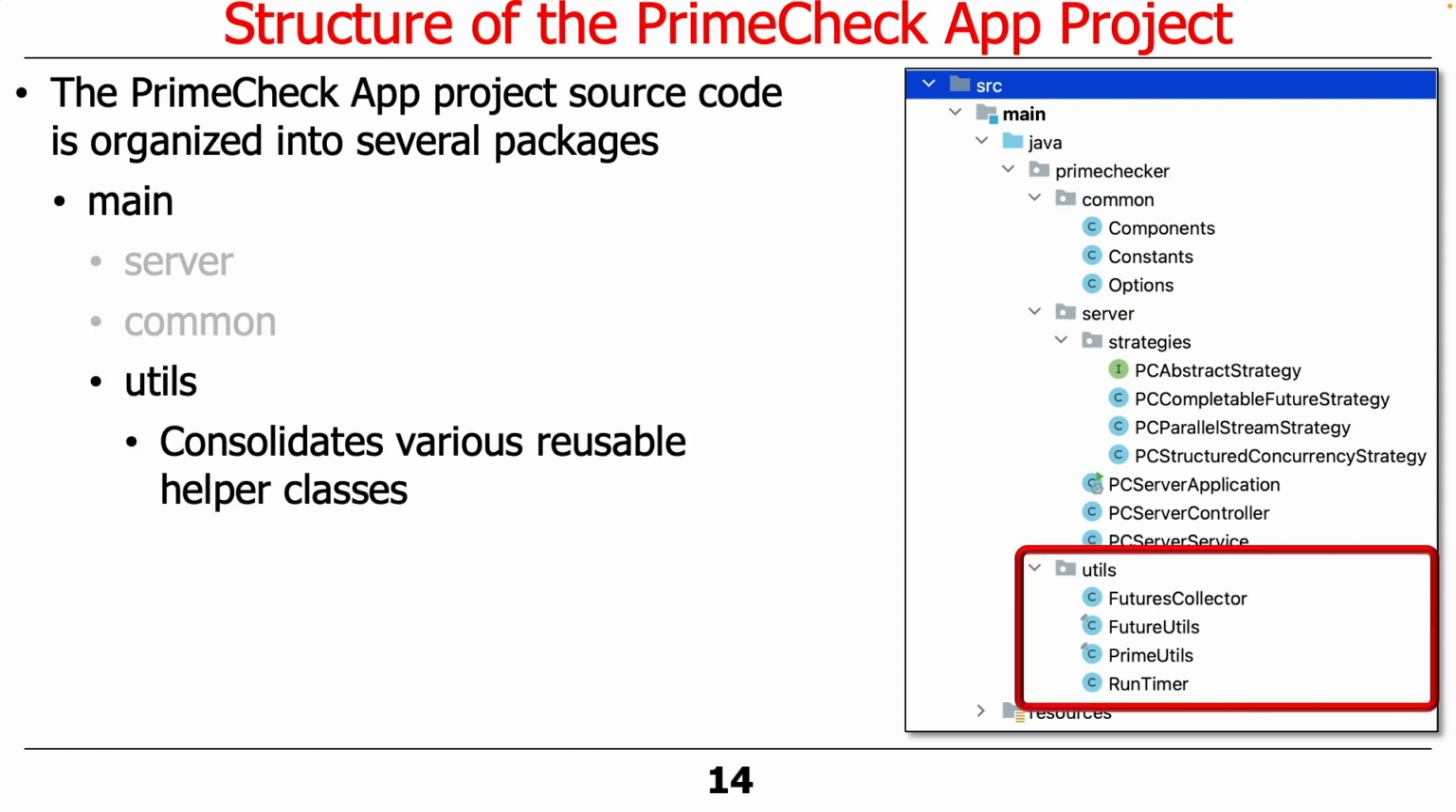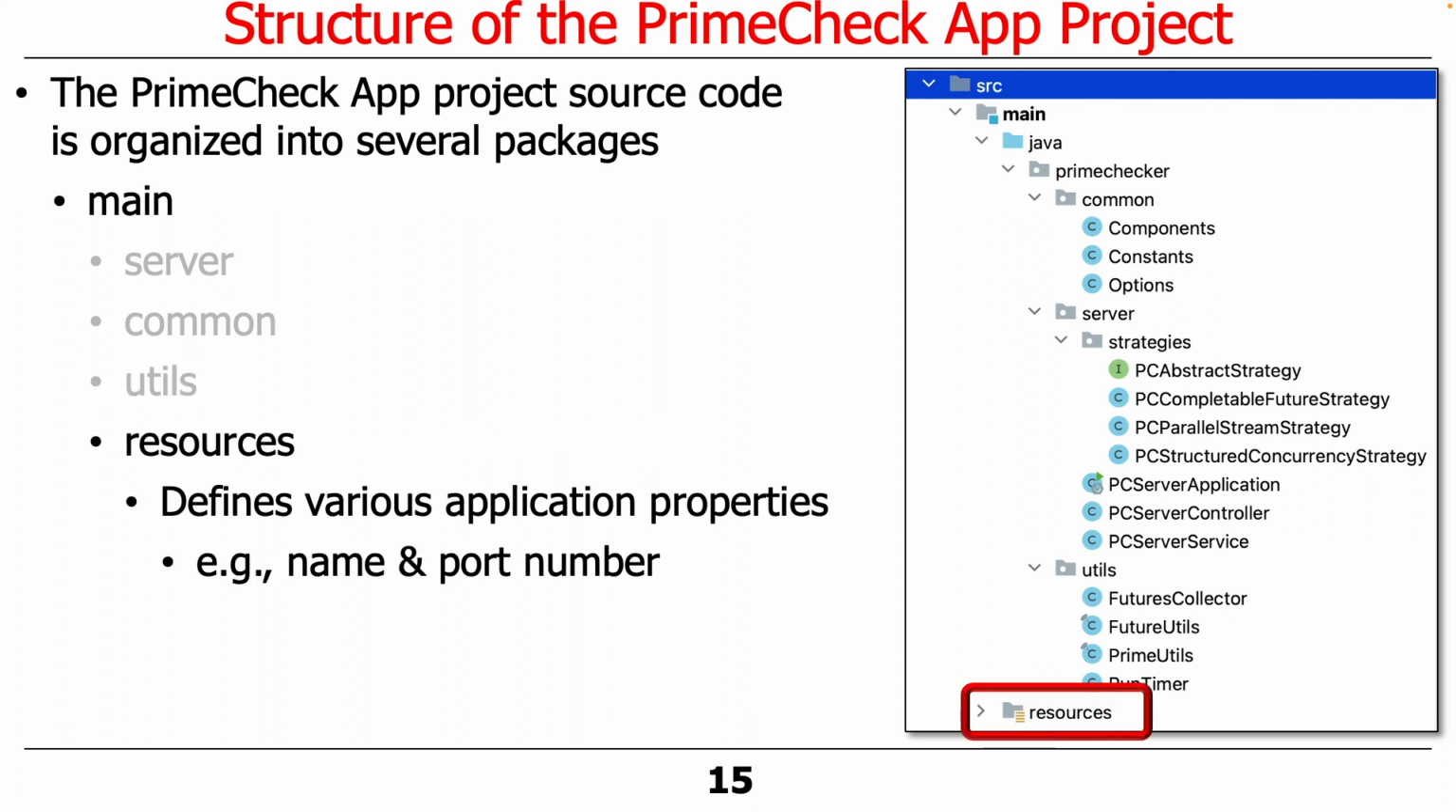Then we also have another set of classes I put in the utils directory. My personal style, which you're welcome to do something different in your own work, is to put stuff that's intended to be generically reusable across projects into utils. So I have this futures collector, future utils, prime utils, runtimer. These are all classes you'll see used in other examples as we go through the class. And then finally, there's another folder called resources, which defines various application properties like the server name and the port number that it listens on, waiting to be connected to by clients.